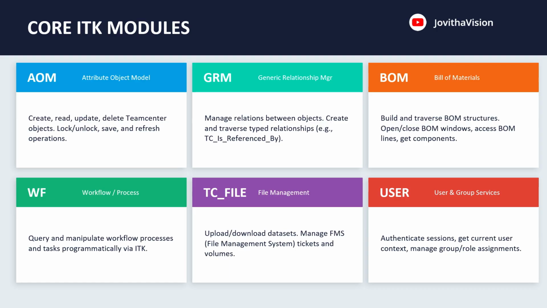Let's look at the six core ITK modules. AOM, Attribute Object Model. This is the most important module. AOM deals with reading, updating, locking, saving, and deleting Teamcenter objects. Almost everything you do with persistent data goes through AOM. We will go deeper on this in the next slide. GRM, Generic Relationship Manager. GRM handles typed relationships between objects. Want to link a dataset to an item revision? Use GRM. Want to find all objects related to a specific object? Use GRM.